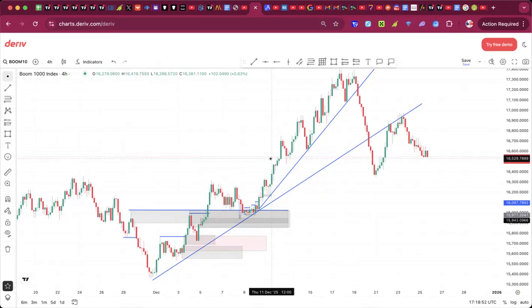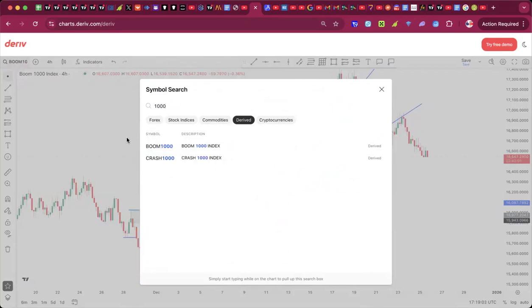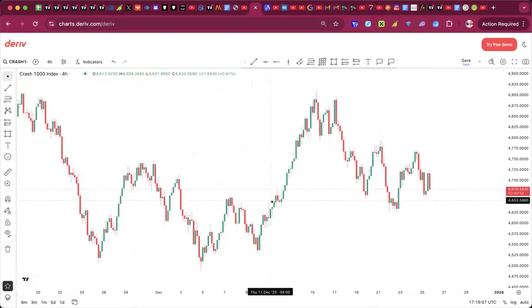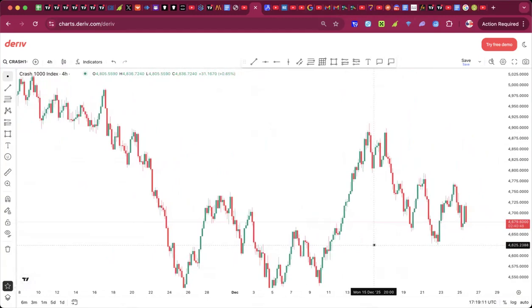Let me quickly do Crash. Okay, let's quickly do Crash 1000. So in your Deriv, just take these two. Don't jump around too many of these instruments. All right, now this is Crash 1000. Whoever actually wants to take a trade, and it has happened, no problem.